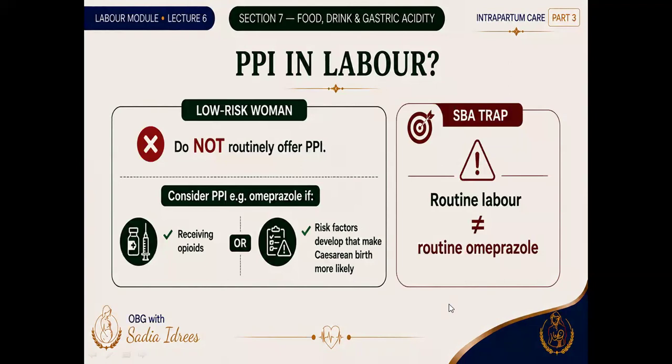This is an easy area to overtreat because we associate pregnancy and labor with aspiration risk. It is not like that. She is in labor. So when should you consider it? Consider PPIs, such as omeprazole, if the woman is receiving opioids or if risk factors develop that make cesarean birth more likely. And that's your exam trap. Labor itself is not an indication for routine PPI. So if you get a straightforward low risk woman progressing normally in labor, don't choose routine omeprazole just because it sounds relevant. Am I clear so far?